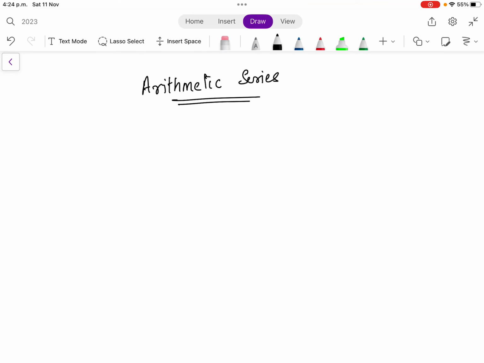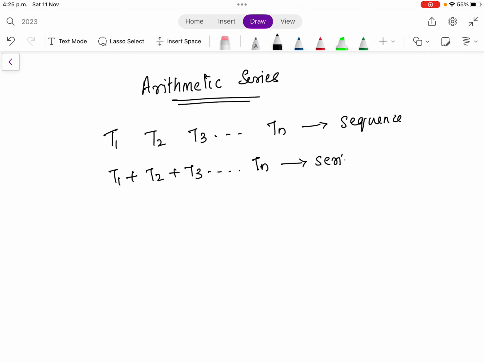Let's learn about arithmetic series. So we know about the arithmetic sequence, where numbers are put in a particular order. When the terms of the sequence are added together, a series is formed. If I just write the numbers t1, t2, t3 up to tn, this is called a sequence. But when I add them together, t1 plus t2 plus t3 etc. plus tn, this becomes a series.